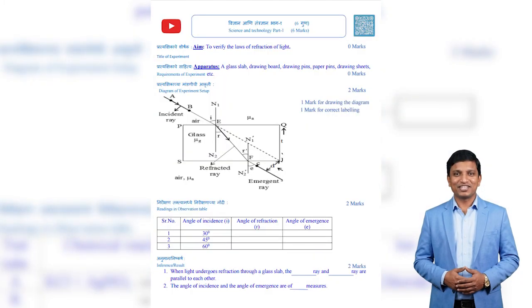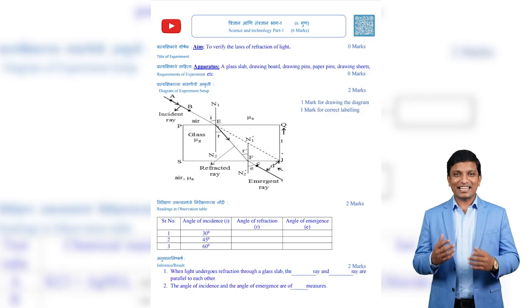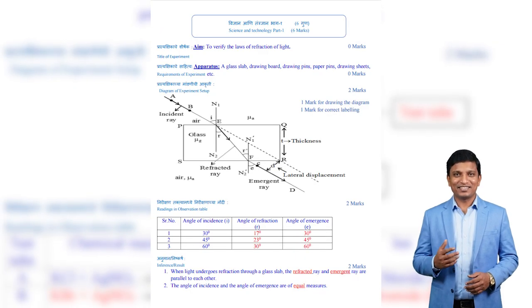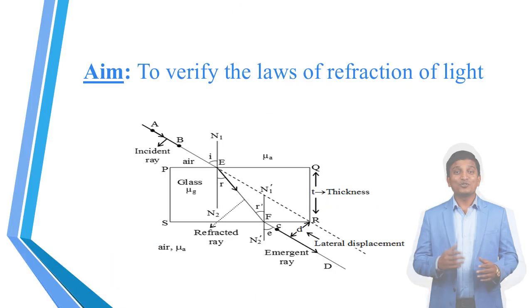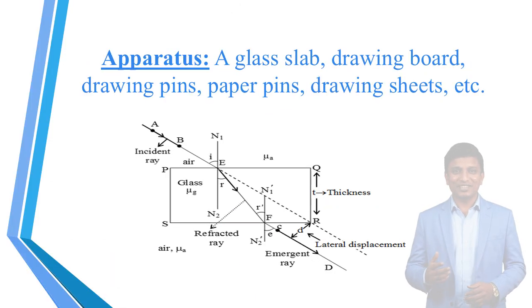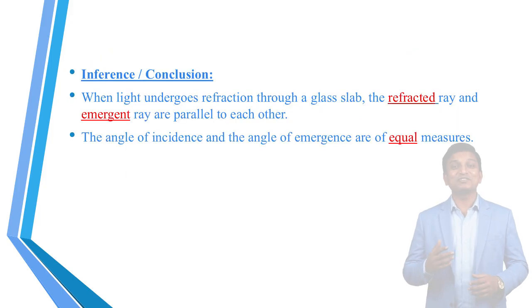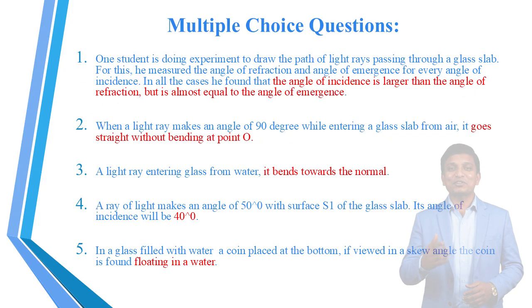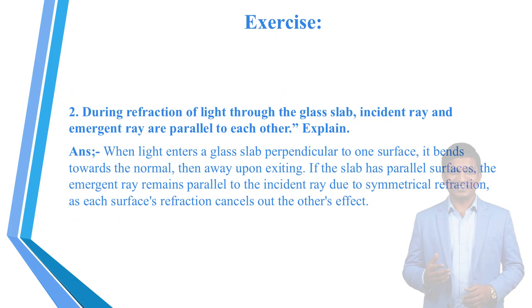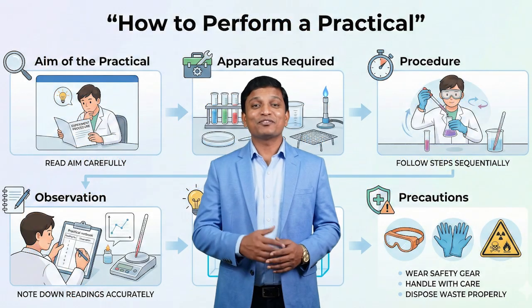You will get the practical sheet in the board examination exactly like this, as shown here. Your task is to write the answers given in the answer sheet neatly on your board answer paper. Aim of the experiment, list of the apparatus, observation table with solution, inference of the experiment, solution of the multiple choice question, solution of the exercise, and how to perform the practical.